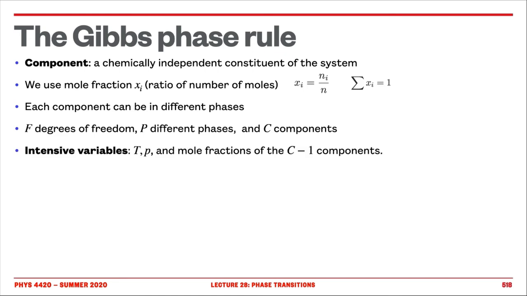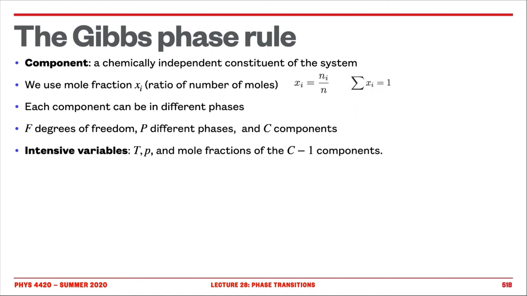In order to describe our system, we work in the PT plane. So we have two intensive variables, T and P, but we also have the mole fractions. So we need the Xi, right? We need to know how much of one type of particle versus another type of particle we have. So we need the Xi. Well, you could think that we therefore need C values, because we have C components. Of course, because the sum of Xi is equal to 1, you have a constraint. So you don't need to know all the Xi. All you need to know is C minus 1 of them, because automatically the last one is determined due to this normalization.